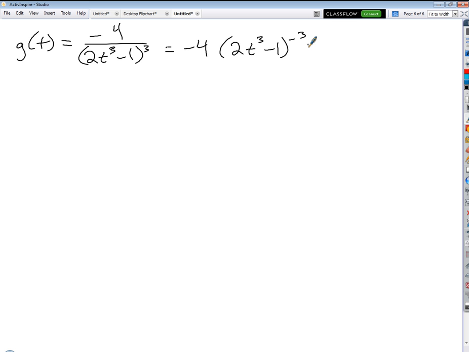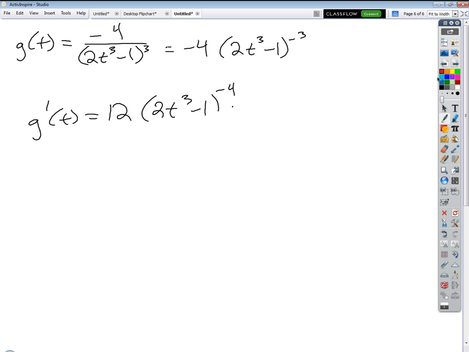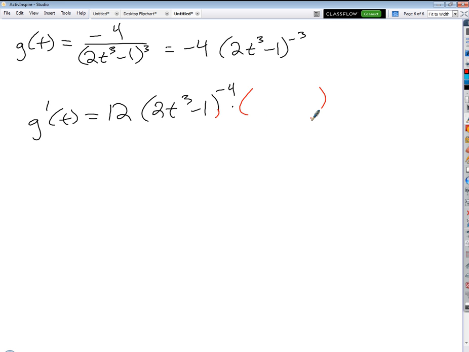Then the outer layer would be hand to the -3, right? So let's do this real quick. What's g prime of t gonna be then? 12, hand to the -4. Okay, well what's hand? Turns out it's a 2t cubed minus 1. So we gotta multiply by the other link. It's gonna be what? 6t squared.